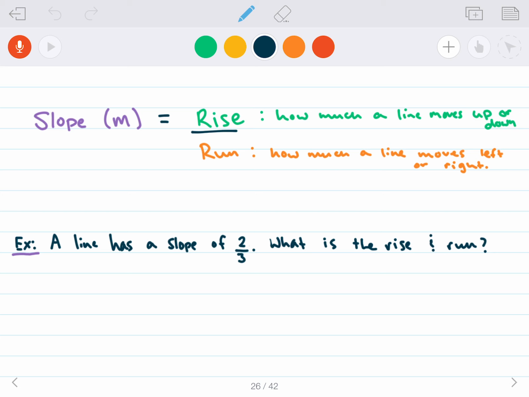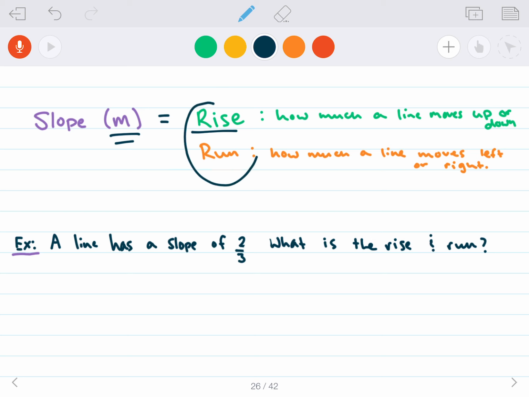Alright, so let's talk about what slope means algebraically and graphically. So slope is rise over run. Remember I said slope was m, so I'm going to use m a lot for slope. Just know that those two things mean the same thing. Again, m is just measuring how steep a line is. That's literally what it does.